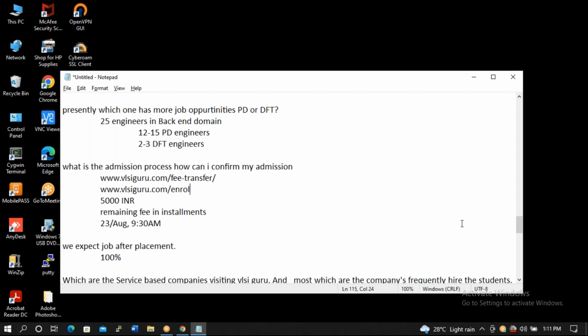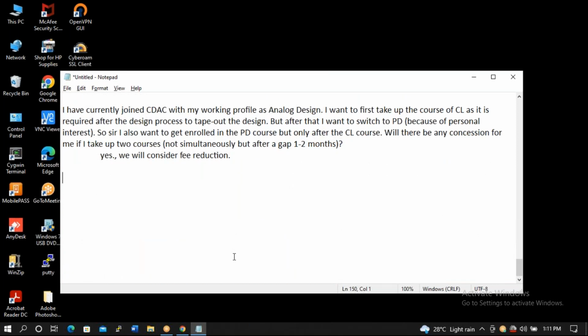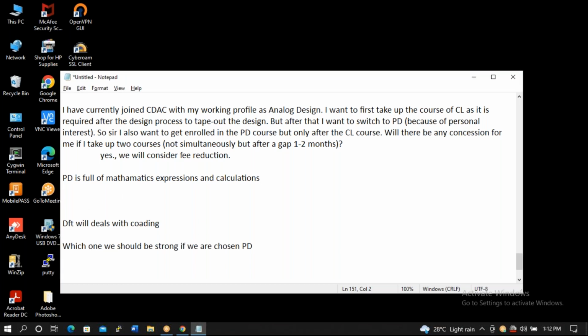I think some more questions: PD is full of mathematics? We are almost done. PD doesn't involve much mathematics and calculation. Static timing analysis requires good mathematical skills.